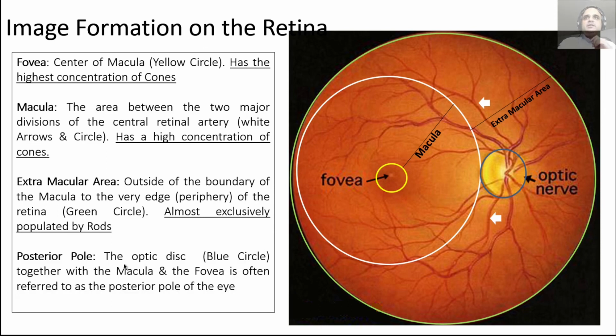And posterior pole, as I said, is the optic disc together with the macula and the fovea. Well, if you're considering the macula, you already consider the fovea because the fovea is the center of the macula, right here, shown by the yellow circle. So the optic disc together with the macula is also referred to as the posterior pole. So this bit plus this bit together is the posterior pole of the eye.